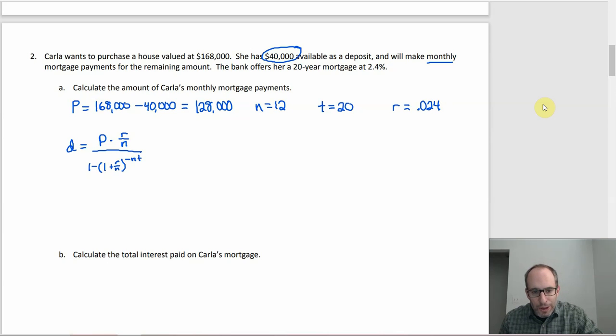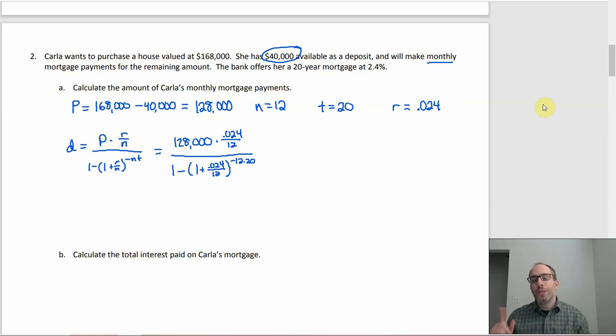All right, if we sub everything in, this is going to be 128,000 times 0.024 over 12. And then that's going to be over 1 minus 1 plus 0.024 over 12 raised to the power of negative 12 times 20. This time, 0.024 over 12, I picked an interest rate so it would divide evenly. That's 0.002.